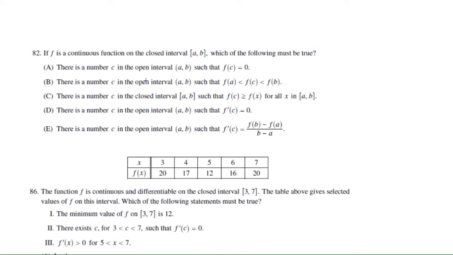All right, number 82. If f is a continuous function, which of the following must be true? So if it's continuous, does that mean it's differentiable? No. If it's differentiable, does that mean it's continuous? Yes. So we only have continuous. Out of the three theorems, what are we allowed to use? Can we use IVT? Can we use EVT? Can we use MVT? Those are the only theorems you're going to have on the AP test. MVT needs continuous and differentiable. Do we have differentiable? No. So we can't use it.